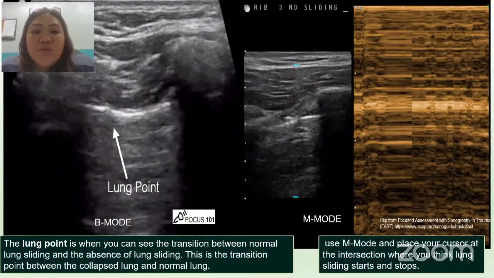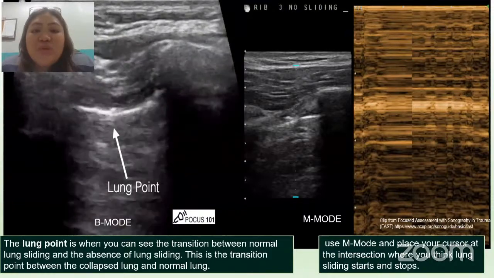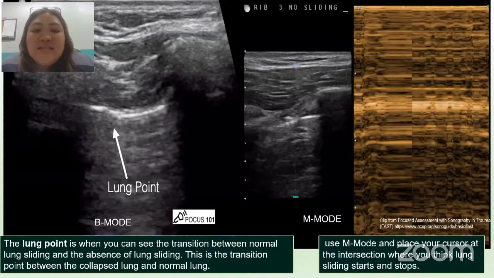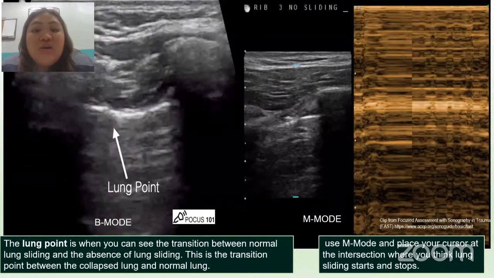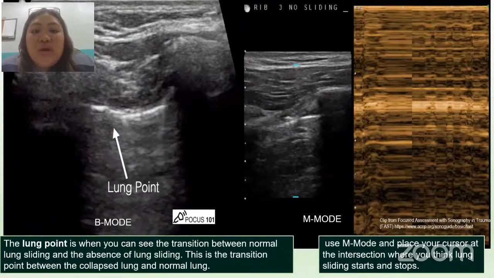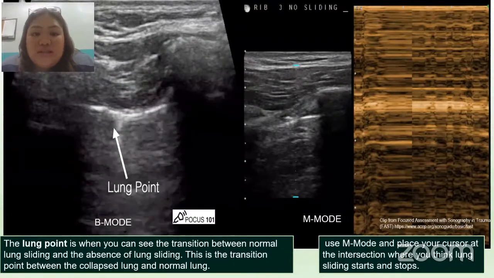The lung point is when you can see the transition between normal lung sliding and the absence of lung sliding. This is the transition point between the collapsed lung and normal lung. The lung point sign also helps you quantify how large a pneumothorax is.